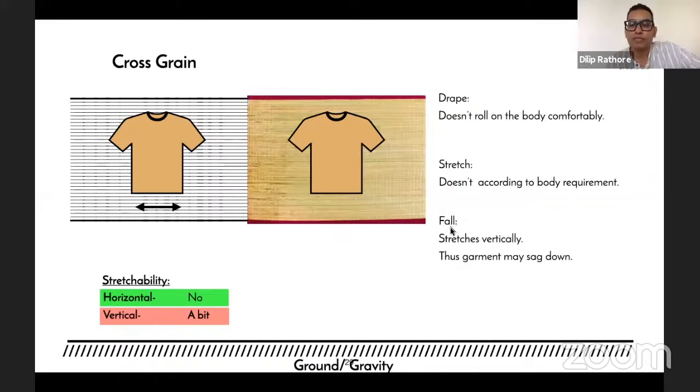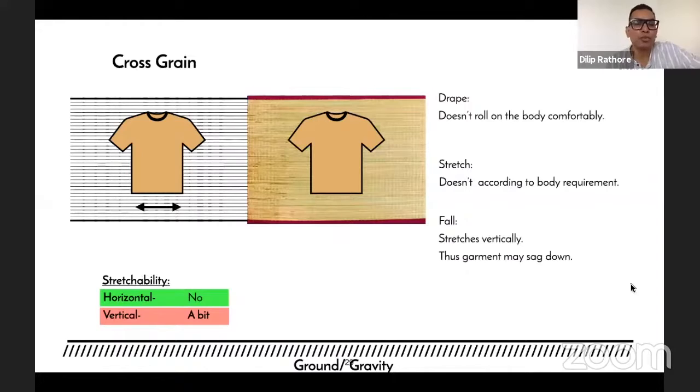Then the third one is fall. The fall is according to gravity, how the fabric falls down along the gravity. It stretches vertically because the weft is vertical. Thus, the garment may sag down. If it is a small top, it will not sag down. But if it is a floor length or a longer length garment, there are chances that it may sag down and the garment may go out of shape.